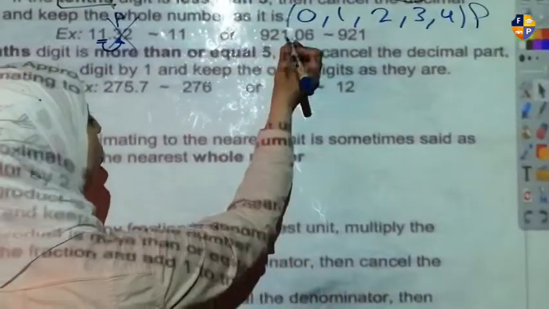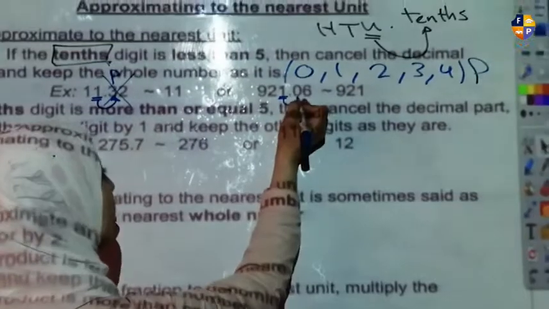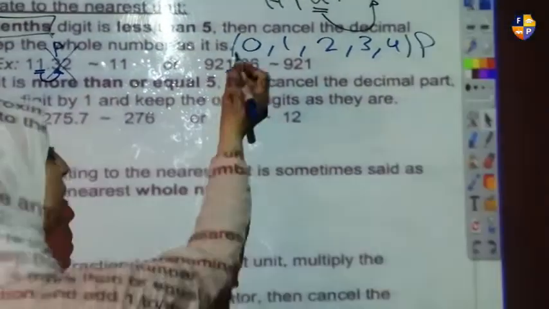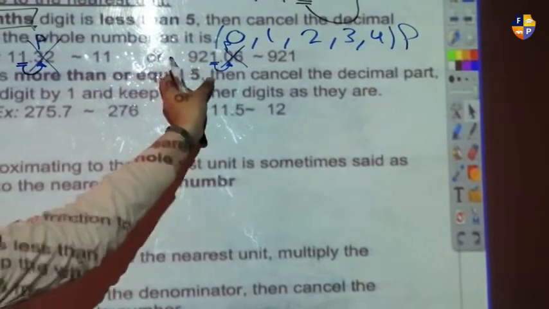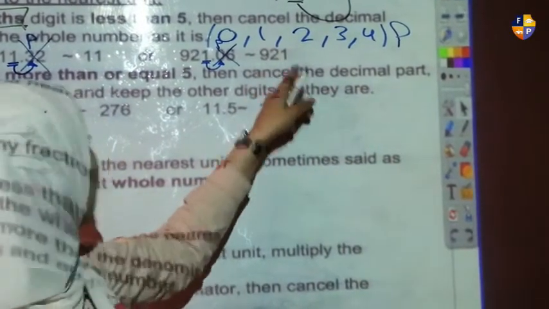Or 921.06. Underline the digit in units. Look at the digit in tenths. 0 is poor. So I will remove the decimal part and keep the whole number as it is, 921.